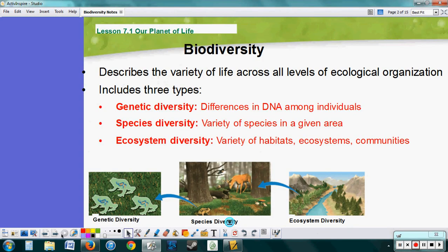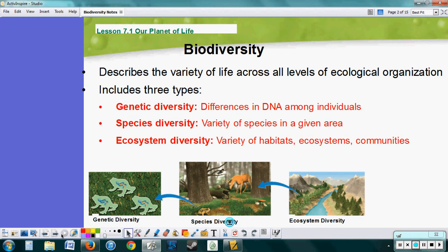Biodiversity is looking at how much variety of life there is. And when we look at variety of life, we look at three different areas. We look at the DNA, the variety of species, and then the variety within the ecosystem. So we title that genetic diversity, species diversity, and ecosystem diversity. Please make sure that you write these three down, because these levels of biodiversity help us decide how it was caused and how we should save it.